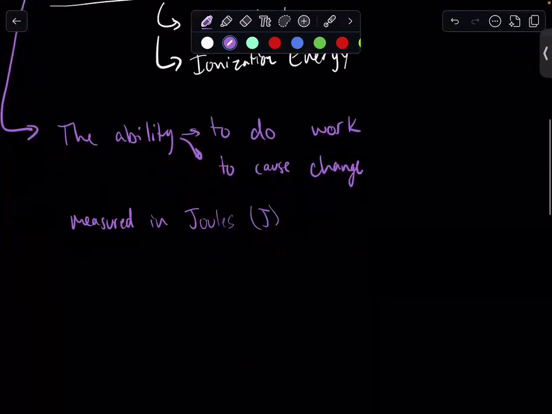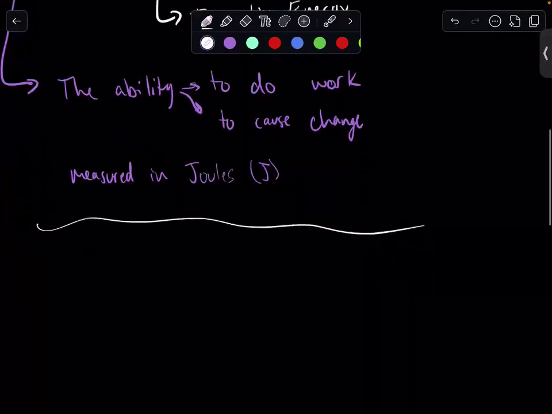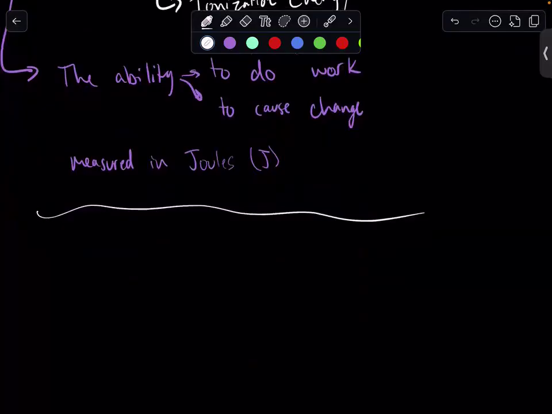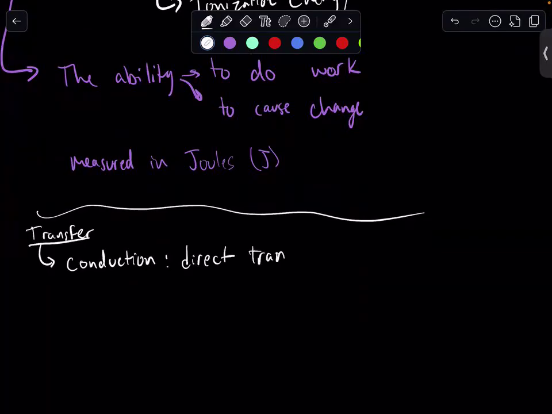Now, in your daily life, you're pretty familiar with energy. Furthermore, you're familiar with energy transfer. You may just not have direct names. So for transfer, we have a few methods. We have three that we classify. We have conduction, and that is the direct transfer of energy, usually through direct contact.